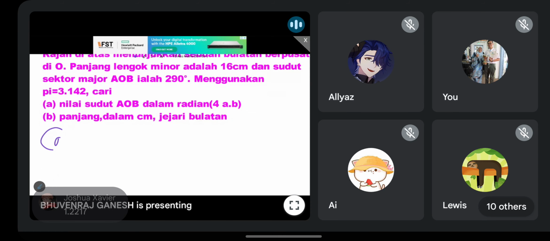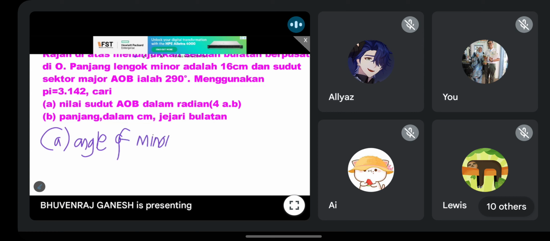So, angle minus sector. 1.222. Kamu bundakan kepada 3 titik perpuluhan. Round off to 3 decimal. So, 1.222. Angle of minus sector equal to 360 minus 290. So, you will get 70. So, yang ni, you find in radian.